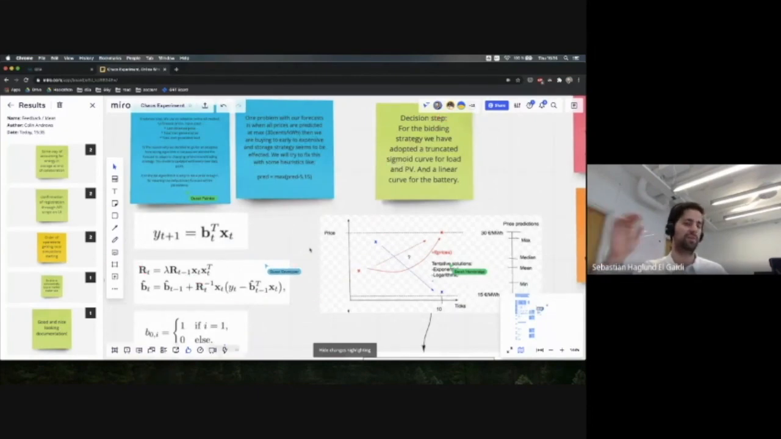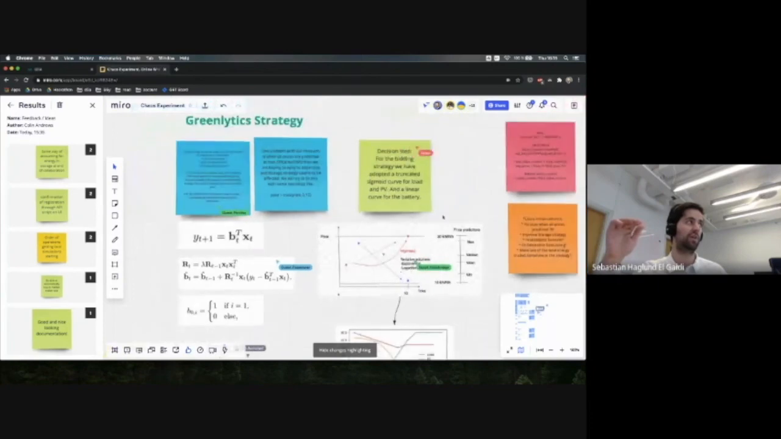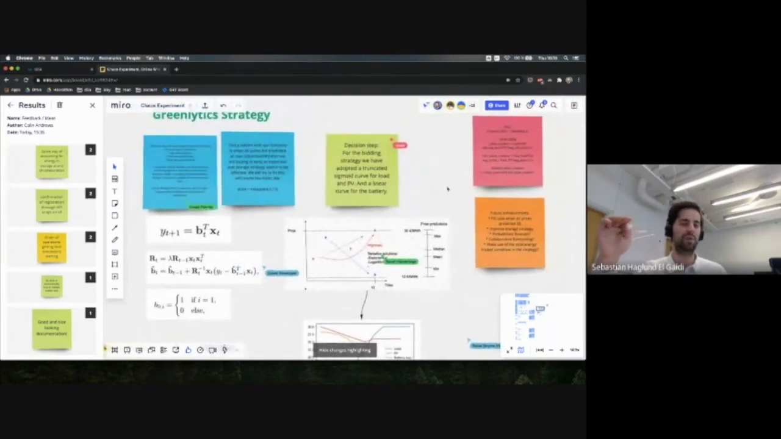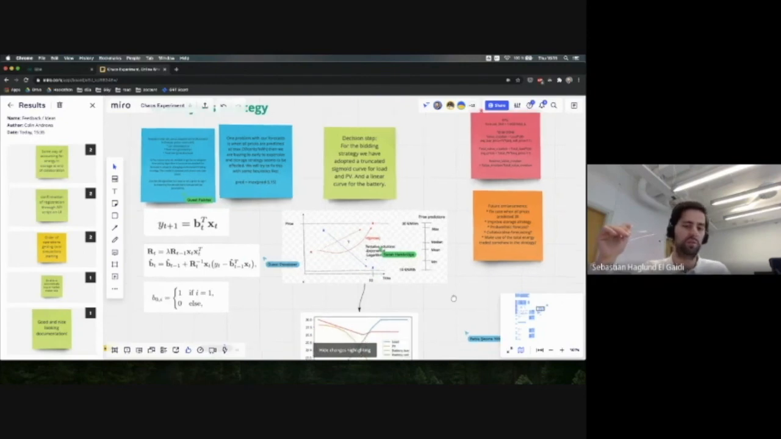When we looked into these coefficients, we actually got something like 0.9 for the last price. We got minus 0.36 for the PV. So that means that the price goes down when the PV is high. And then we got, I think, 0.15 for the load, which means that the price goes up when the load is high. So those parameters made sense with the setup that we had.